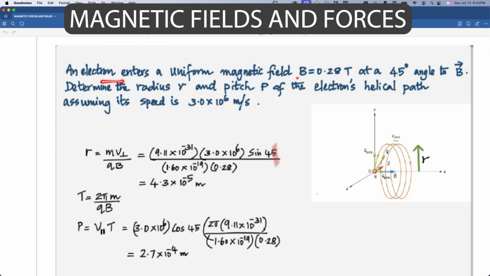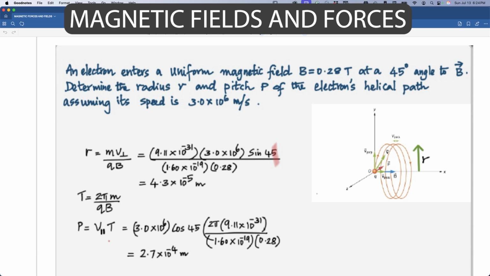The electron, the strength of the magnetic field, but it's entering at 45 degrees. And that's a similar question as before. You have to find the radius and pitch. Speed is given, or velocity is given. First thing, you break up the velocity into its components. So you have to find the radius using the perpendicular component of the velocity. You have it here. It's v sine 45, which is the perpendicular component. You get the radius. And then you can find the time period using this formula.